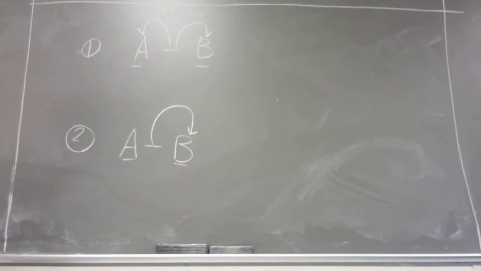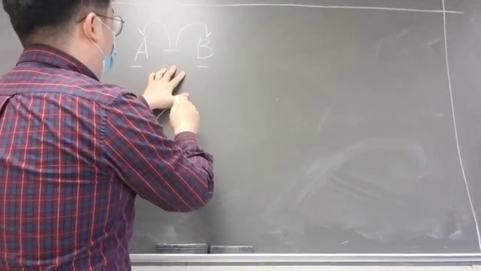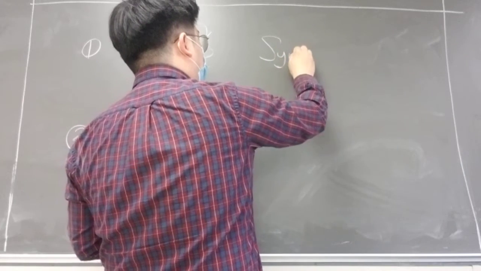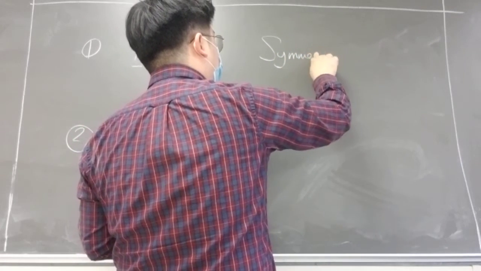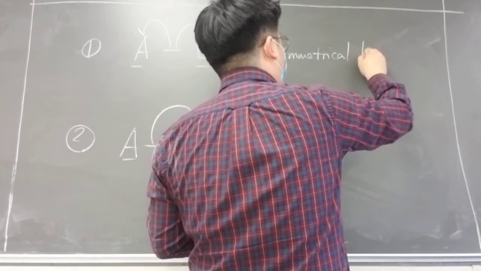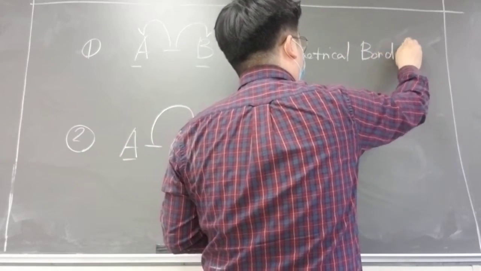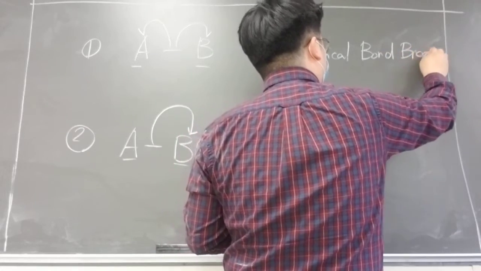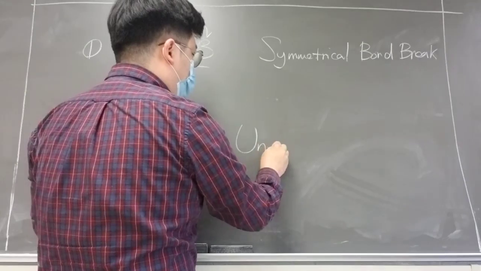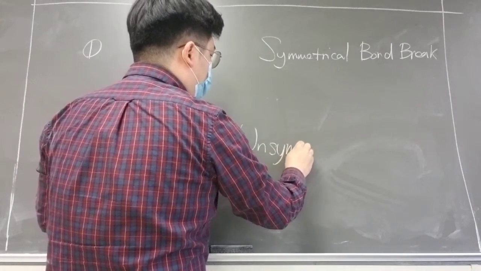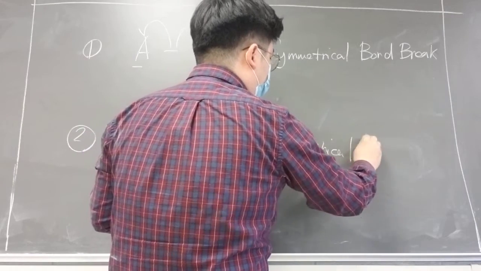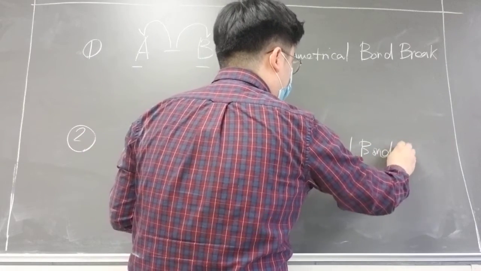this one. Okay. So you're going to see the first one is what we call symmetrical bond breaking. This is what we call unsymmetrical bond breaks. Okay.